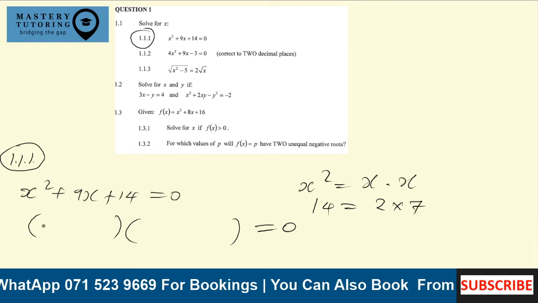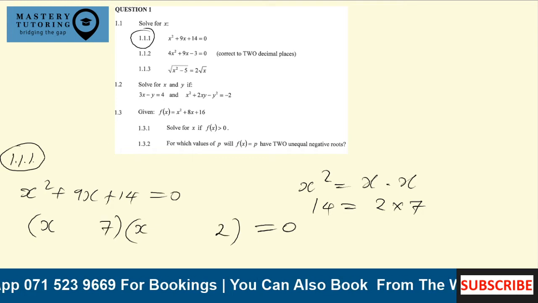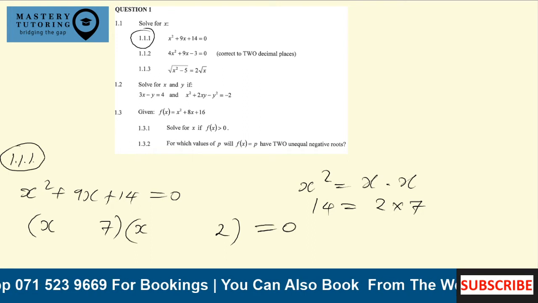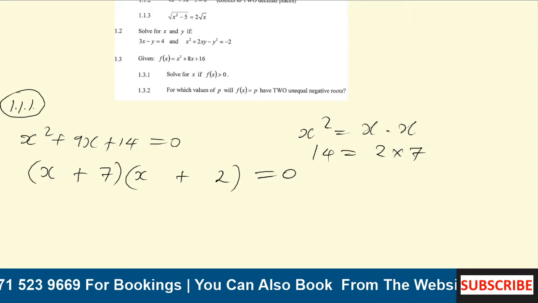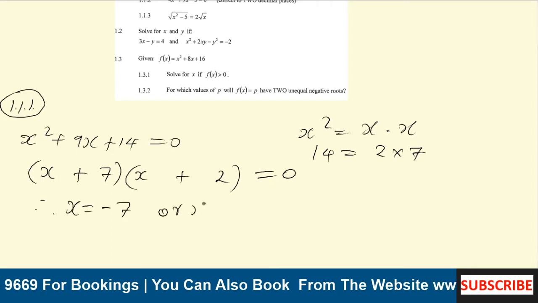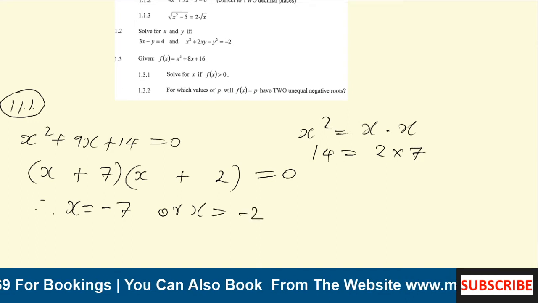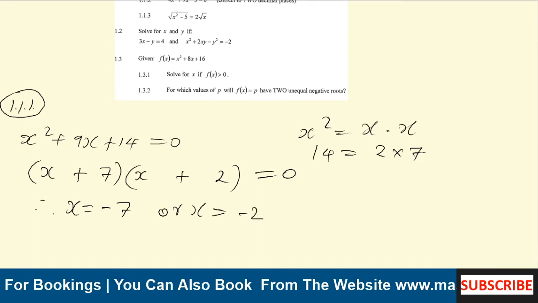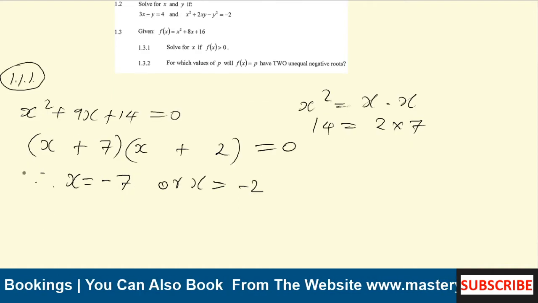And now we're going to apply them. We're going to put them in our opened brackets here. So this is going to be 7, and this is going to be 2, or you can swap them if you like. So this is going to be plus. Therefore, we solve these variables. x is going to be negative 7, or x is going to be negative 2. This is pretty basic, it's not something that you should stress over. And now we're going to move to 1.1.2.